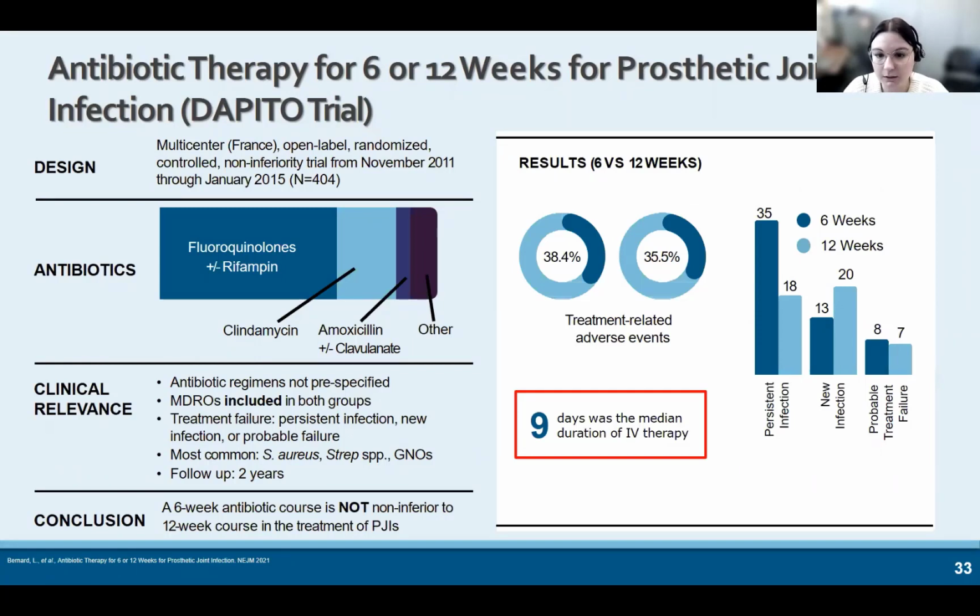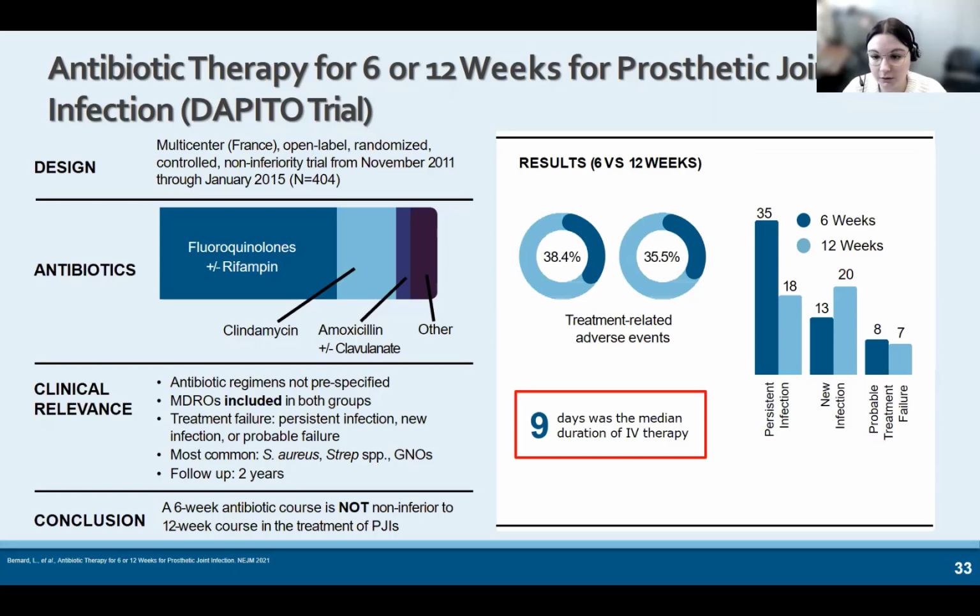They were randomized 1-to-1 to receive either antibiotic treatment for 6 or 12 weeks. In this trial, antibiotic regimens were not pre-specified. Multi-drug resistant organisms were actually included in both groups, and treatment failure was defined in 3 categories as persistent or new infection or probable treatment failure, and the most common pathogens were staph, strep, and gram-negative organisms. This trial had a little bit of a longer follow-up. It was 2 years. Primary outcome was persistent infection within 2 years after completion of antibiotic therapy.